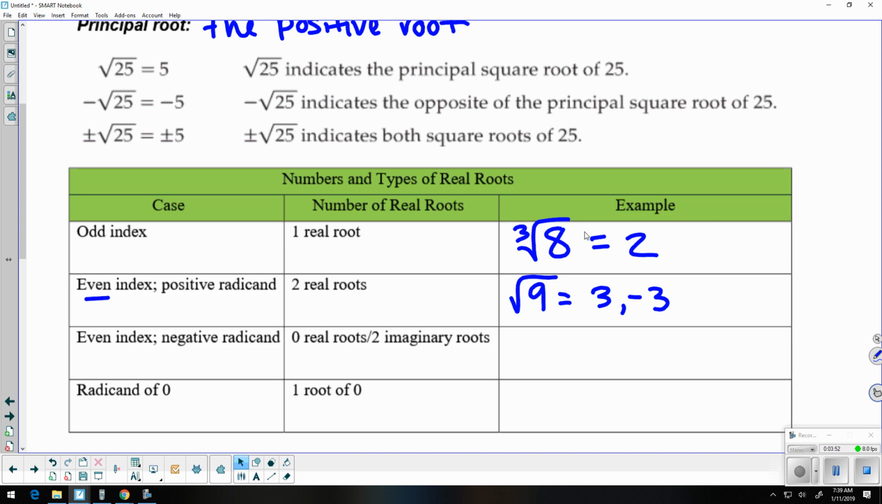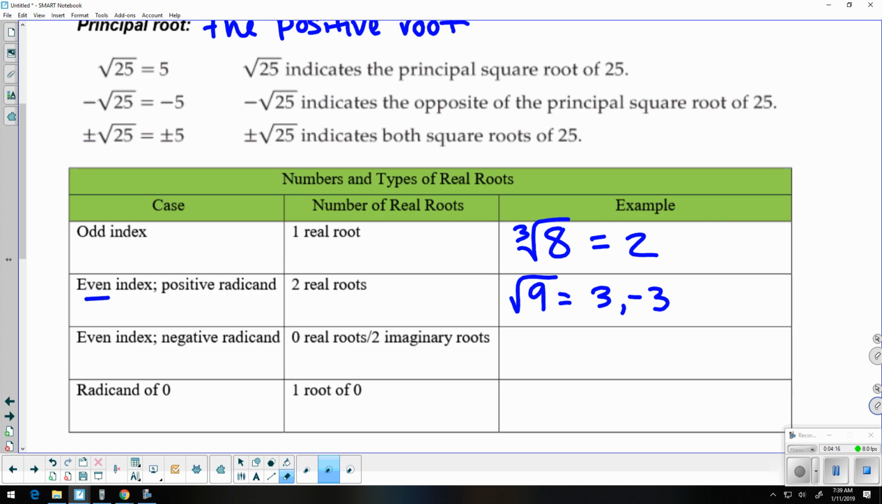So when you have a square root, technically speaking, there is an invisible 2 here as your index. We just don't write it. Just like, if I write just x by itself, secretly we know that's x to the first power. We just don't write the exponent. Same idea for this one too. So square roots, that's an even index.